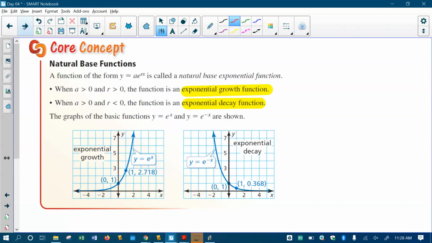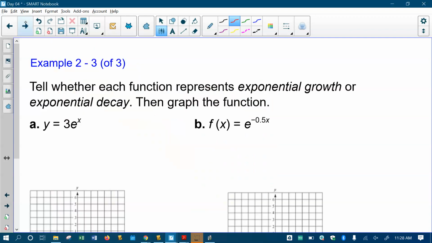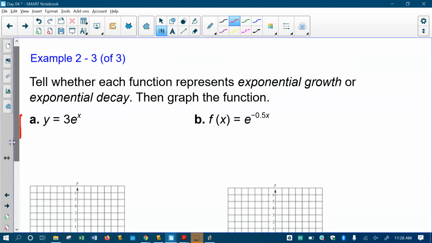Okay. So now we can do any function to an x power. We can do e to an x if we like. So the left side is e to the x, and that's called exponential growth. The right is e to the negative x, and that's exponential decay. And let's just look at each of these and see if we can graph each one. To graph this one, 3e to the x. First, before we even try to graph it, this is growth.